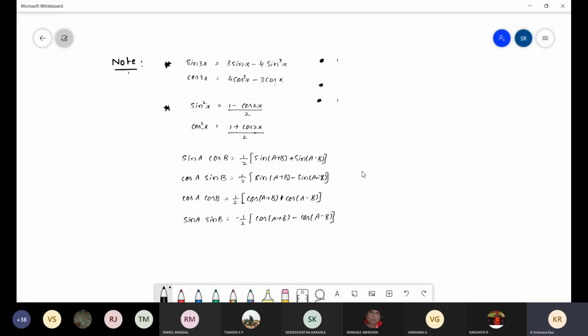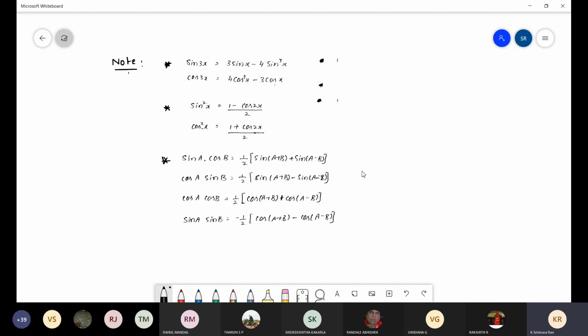Coming to the last set of formulas, these 4 are very important. They give the conversion of a product into either a sum or a difference. These are all first PUC formulas and very much required to solve problems on type 2 differential equations.